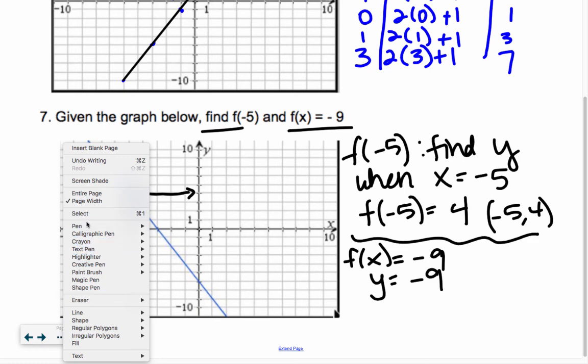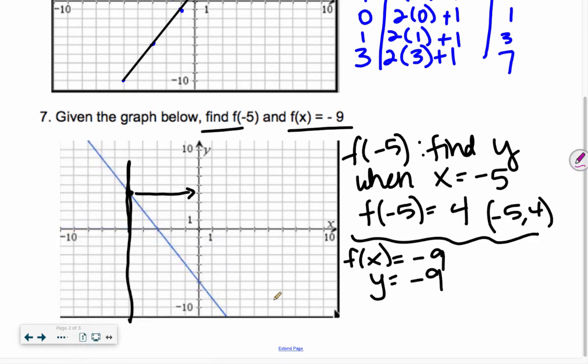So I need to go back and find -9 on the y-axis. So that is right, let's see, 1, 2, 3, 4, 5, 6, 7, 8, 9. That's right here. So where does that cross the blue line? It crosses right here. And what is the x value there? The x value is, it looks like 1.5. So x equals 1.5. So it would be 1.5 comma -9.